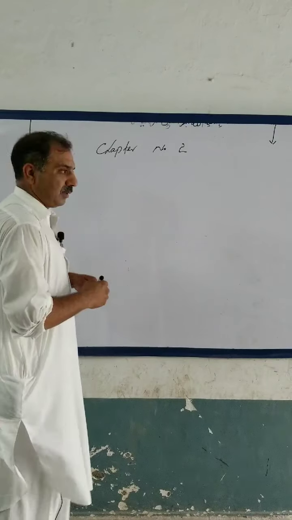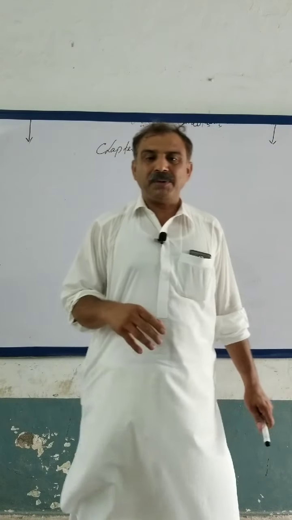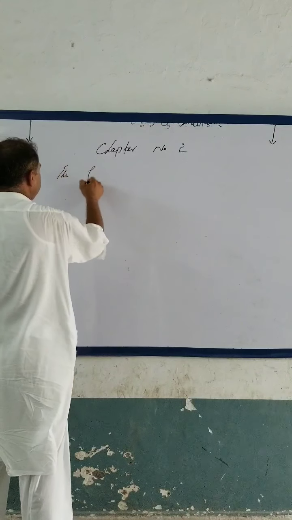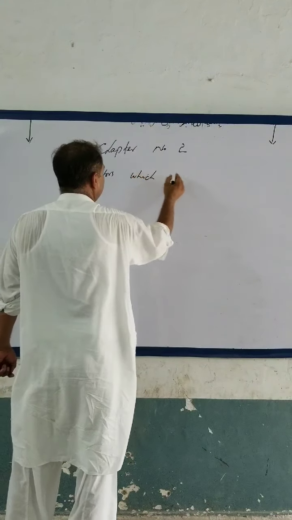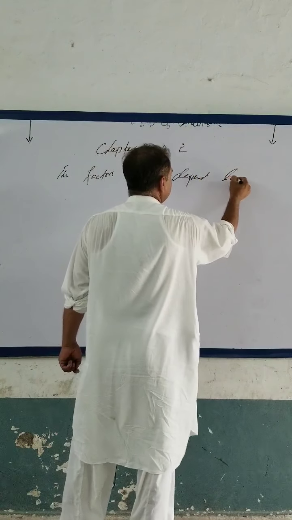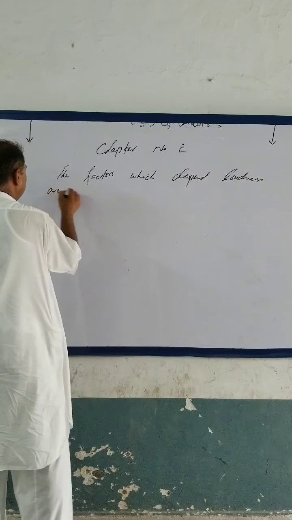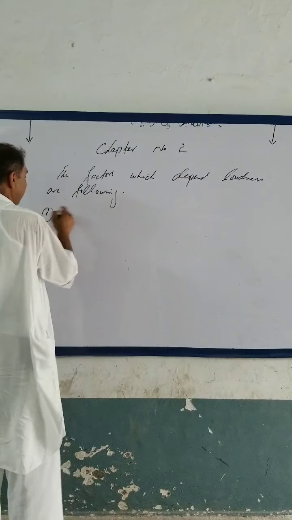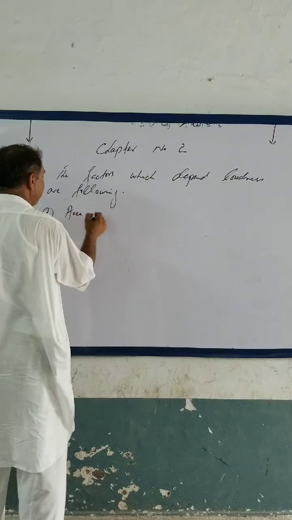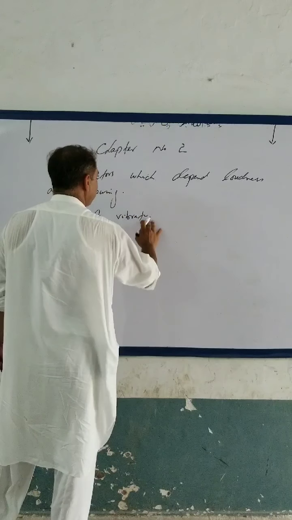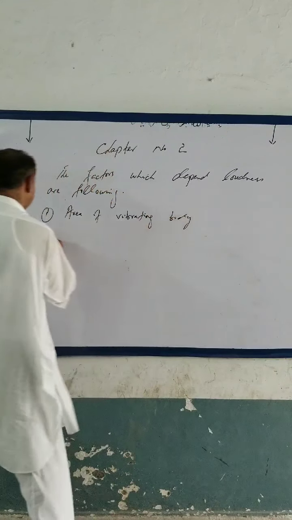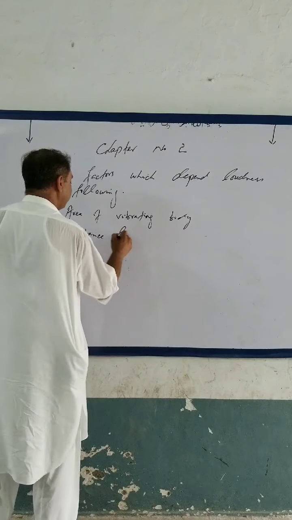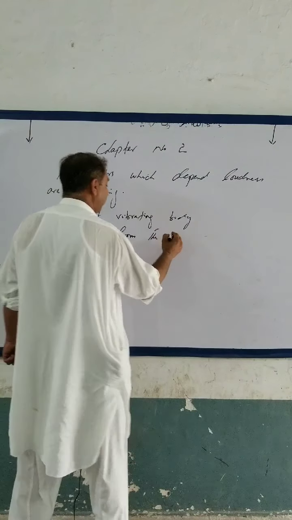So loudness is a characteristic of sound. It also depends on several factors. The factors which affect loudness are the following. Number one, area of vibrating body. Number two, distance from the vibrating body.